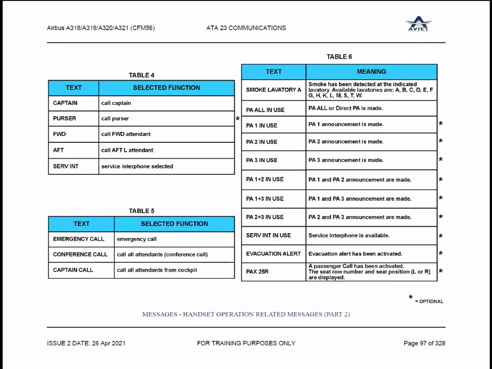Okay. PA level. Now what about the priorities? Passenger address system. The passenger address system can be made by many things. Many things in the sense you can see here. PA can be made by many sources.